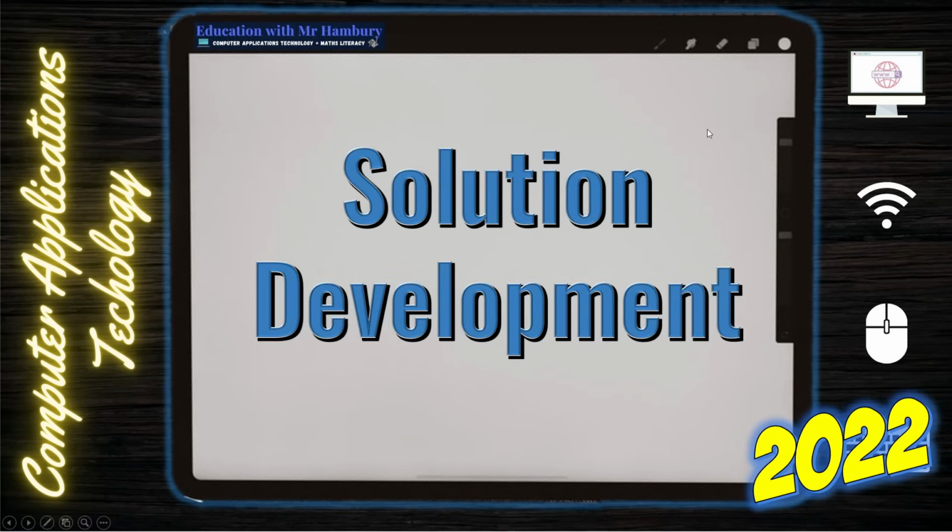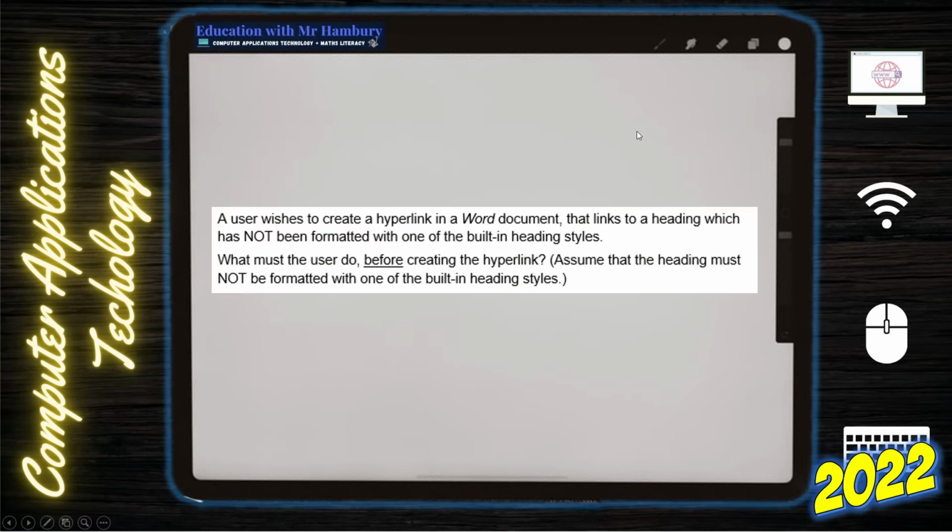Then we've got solution development. So these are really based off of your prac and the software and the things you've been doing practically, and basically bringing it across in a theoretical way. So they say a user wishes to create a hyperlink in a Word document that links to a heading that has not been formatted. What must the user do before creating the hyperlink?